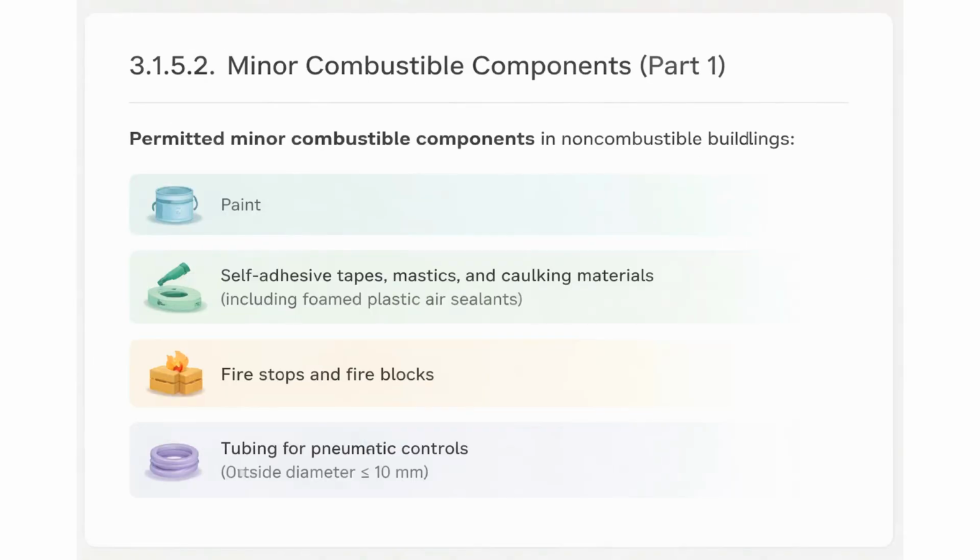Moving on to Article 3.1.5.2, the code recognizes that building a 100% non-combustible structure is practically impossible due to minor components. Therefore, certain minor combustible items are explicitly permitted. This includes paint, self-adhesive tapes, mastics, and caulking materials used to seal exterior walls. You are also allowed to use combustible fire stops and fire blocks, as well as tubing for pneumatic controls, provided that the tubing has an outside diameter of not more than 10 millimeters.